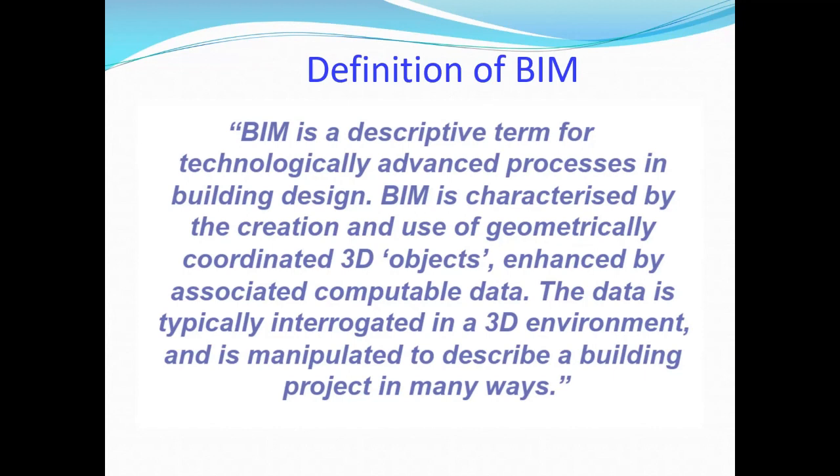Then it is enhanced with associated computable data, right? So that's the information. Computable data is information. Data is typically integrated in 3D environment and is manipulated to describe a building project in many ways. So this is the exact definition, right? We don't need to remember this one, but what you want to understand is each object is geometrically coordinated. Each object contains data. So this data is information. So information is able to be manipulated in an easy way, right? That's the one I want to explain.